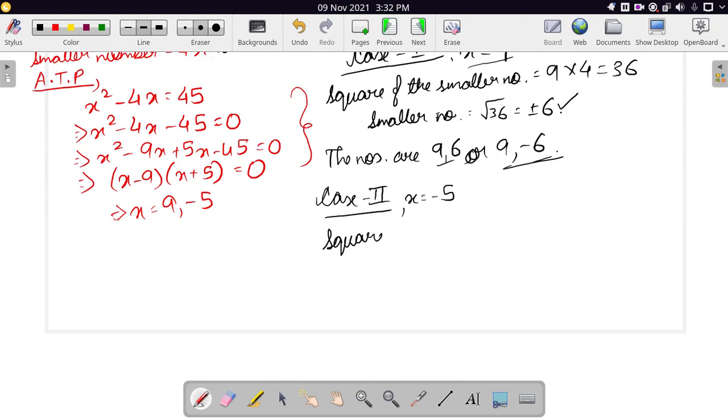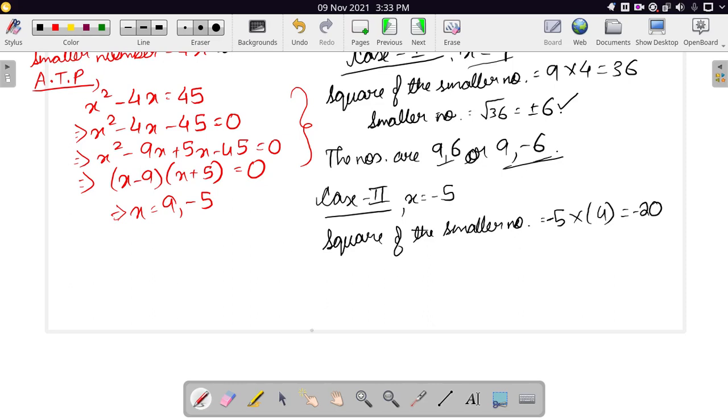Square of the smaller number. The square of the smaller number is what? Same, 5 into minus 4. I'm sorry, minus 5. Minus 5 into 4. This comes out to be minus 20. Okay, minus 20. But we all know the square of any number is always positive.